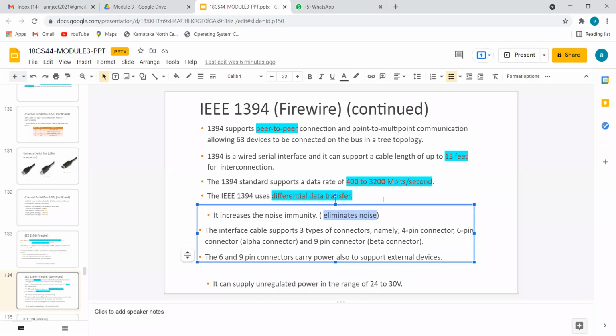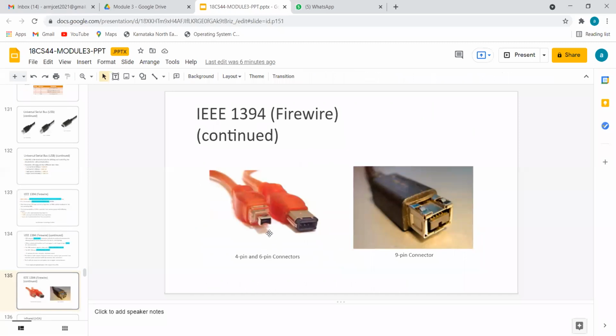Okay, sorry for the interruption. The interface cable supports three types of connectors: 4-pin, 6-pin, and 9-pin. Let me show you the different types. 4-pin is like this, 6-pin connectors are like this, and 9-pin connectors. I hope you can see that such devices are used in different applications.